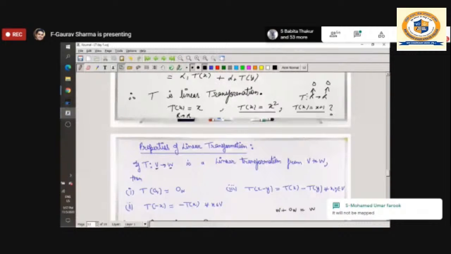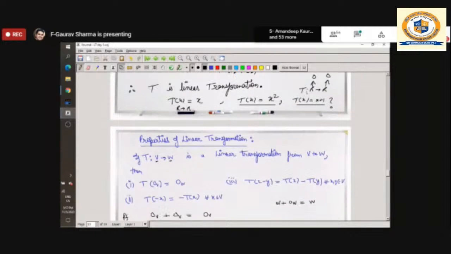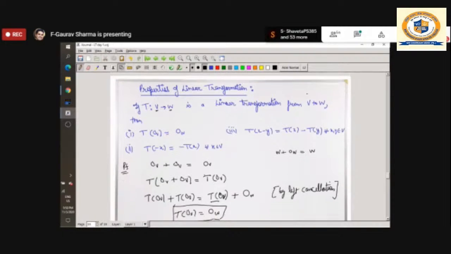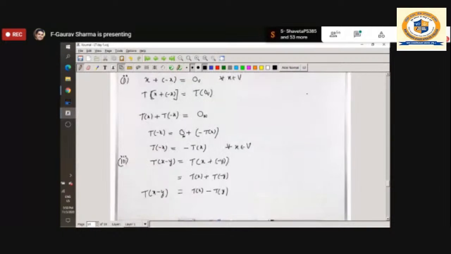Very right. As I already told you, after discussing these properties, you yourself will tell the reason. That is why these properties are very important. If we want to prove that some T is not a linear transformation, then these properties are helpful. So it makes our life easy. Let us discuss a few examples.